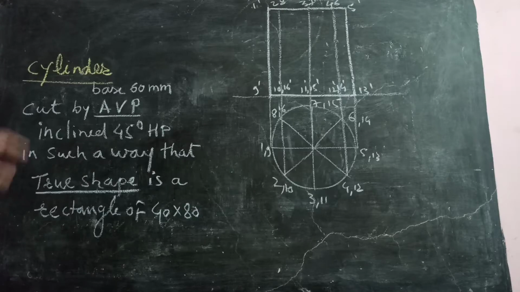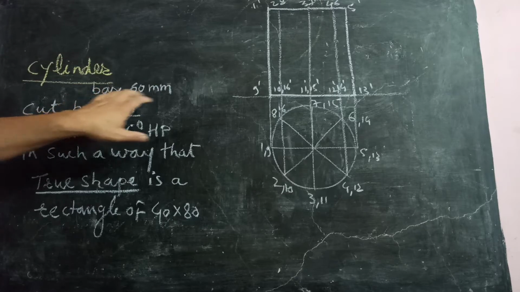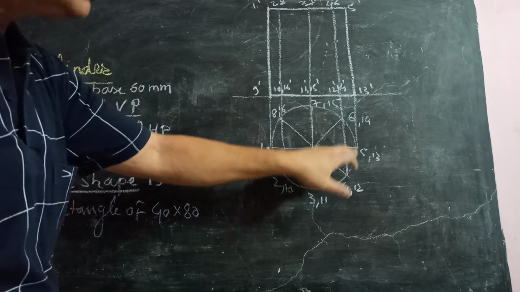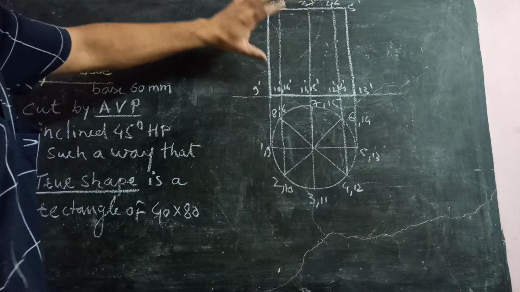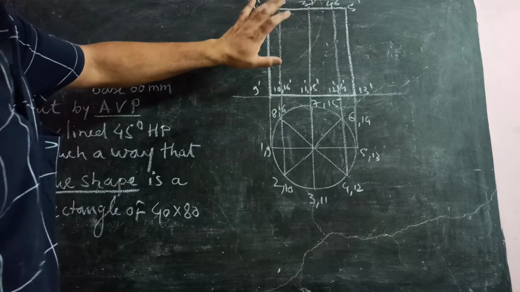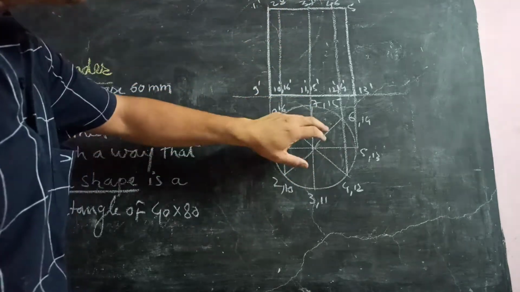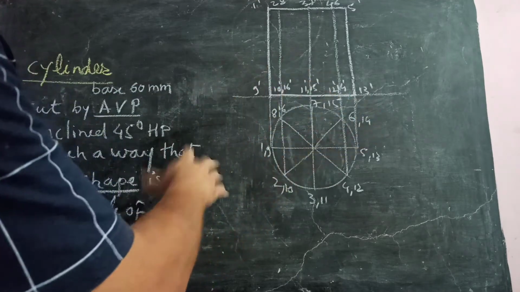So now we'll see a problem on cylinder, which is given the base 60 mm. So the base is drawn 60 mm. The front view, the height, the length of axis is not given. So draw the circle and divide it into parts. Now the hint is given here.